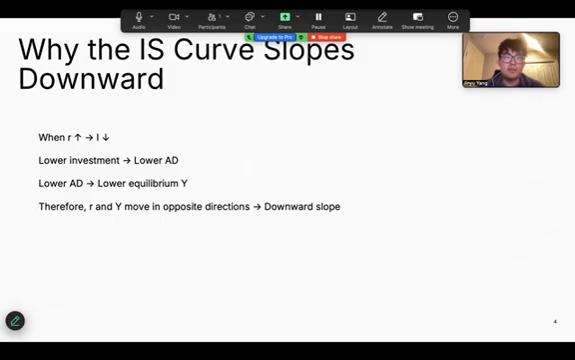So why does the IS curve slope downward? When the interest rate r is increased, firms invest less. Lower investment means lower aggregate demand, which leads to a lower equilibrium level of output. So interest rate and output move in opposite directions. That's why the IS curve slopes downward.